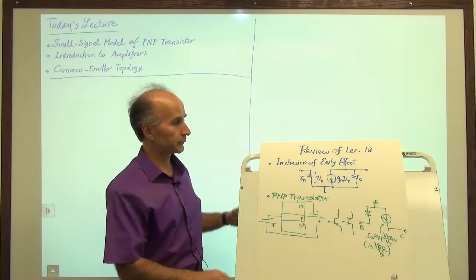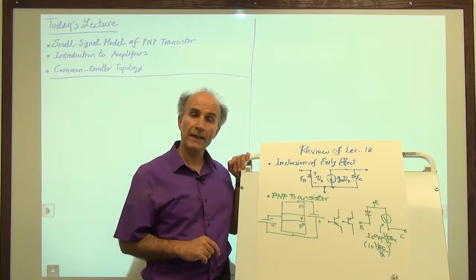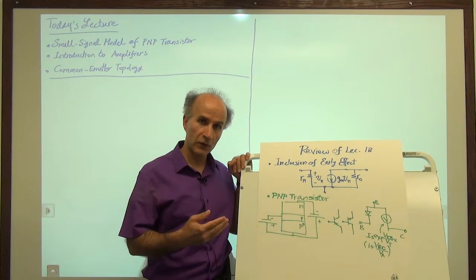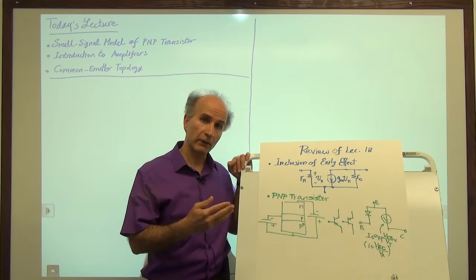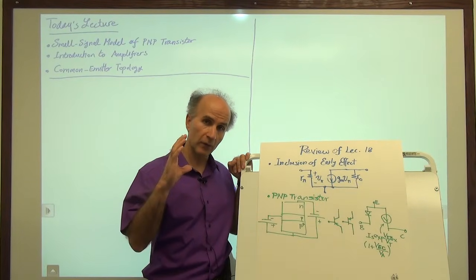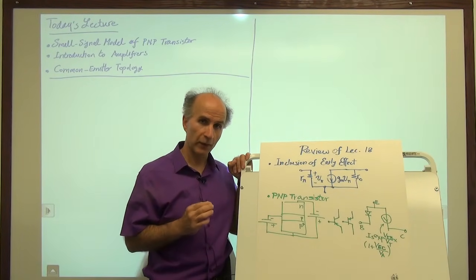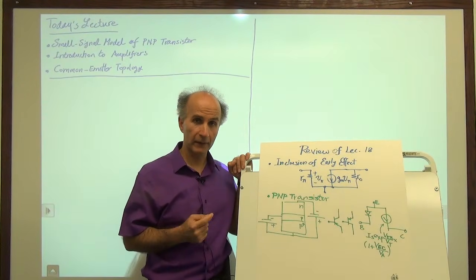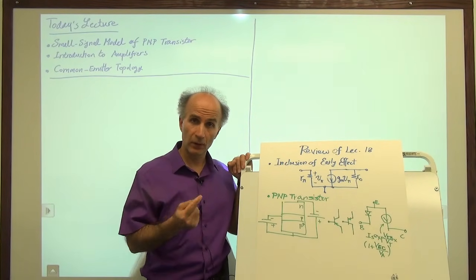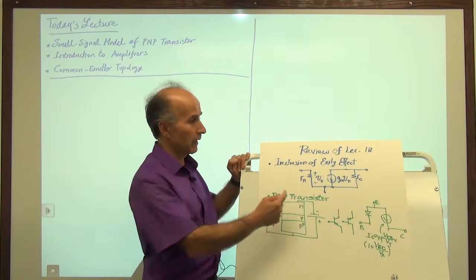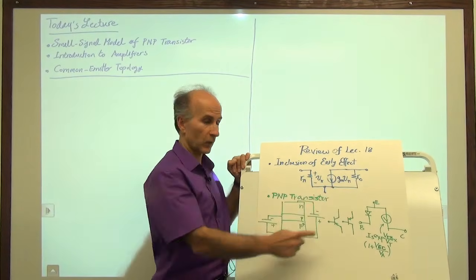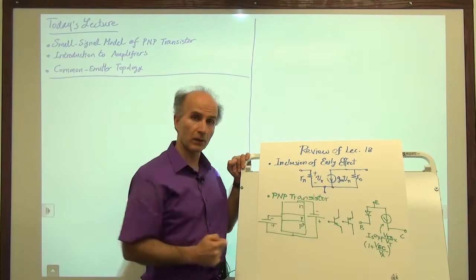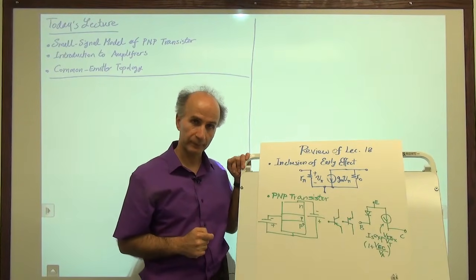Here's a quick review. We saw last time that the early effect in a bipolar transistor translates to a change in the collector current when the collector emitter voltage changes. And we wanted to include that in the small signal model, and it turned out that it lends itself to a very simple resistor that we add between the collector and the emitter, and we call RO. That completes the small signal model of the bipolar transistor.